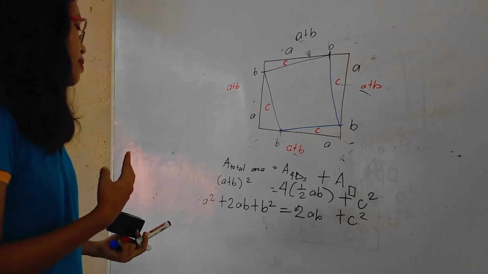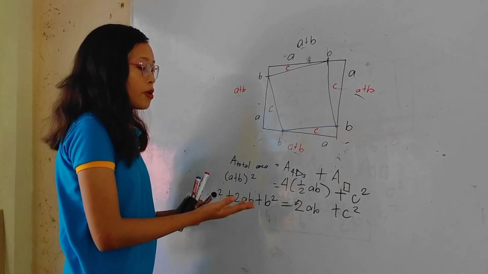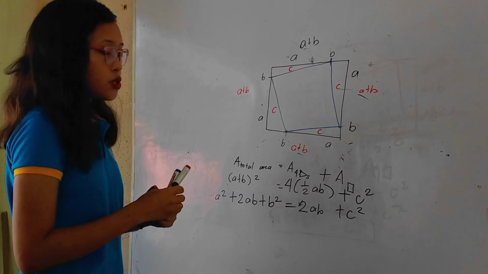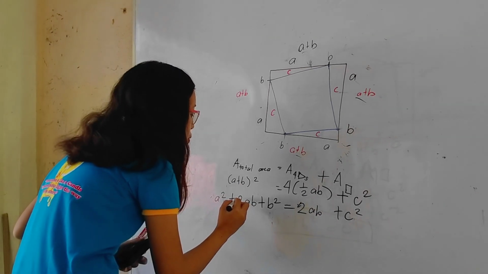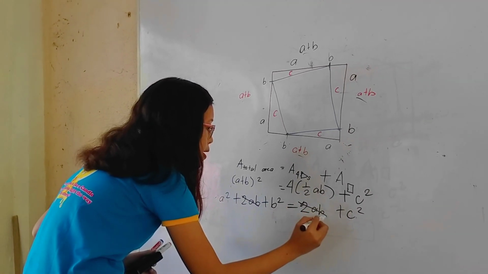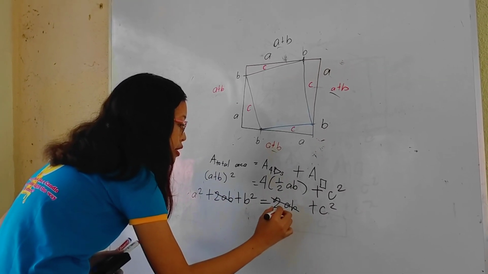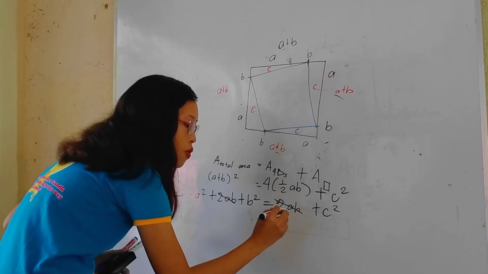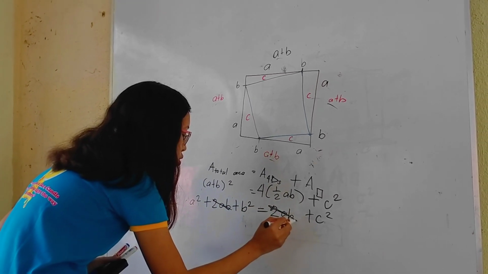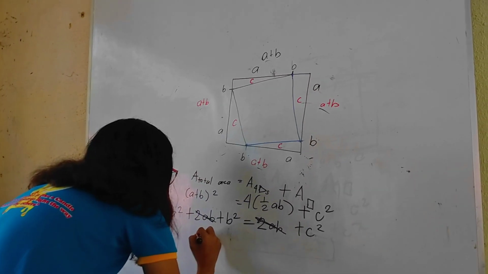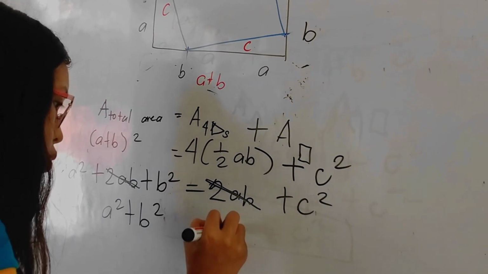There are other ways of solving this one, such as transposing. But here, we're just going to cross out 2AB, because if we transfer 2AB to this side, it will become negative 2AB, which makes it 0. We're just going to cross this out, and what remains will be A squared plus B squared is equal to C squared.